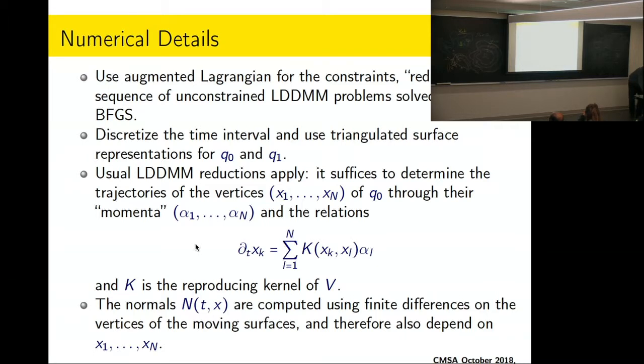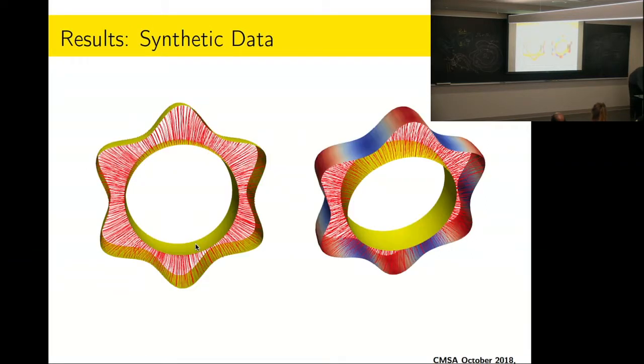This is one slide about the numerics. The only thing that I want to say is that we're using augmented Lagrangian for handling the constraints and BFGS for the minimization algorithm, and we have some discretization scheme, and I won't go any further here because I don't need to. Here are some results.